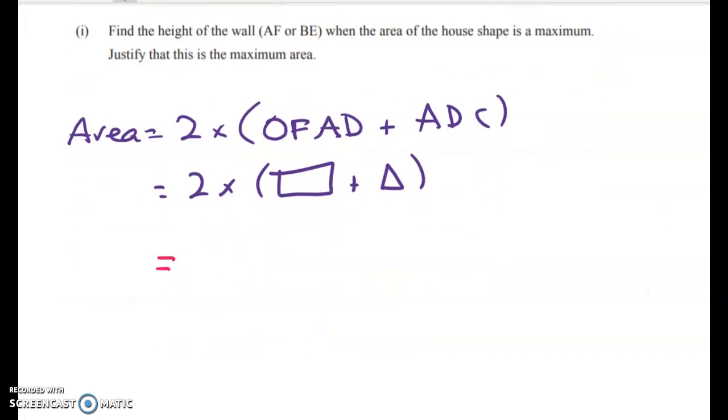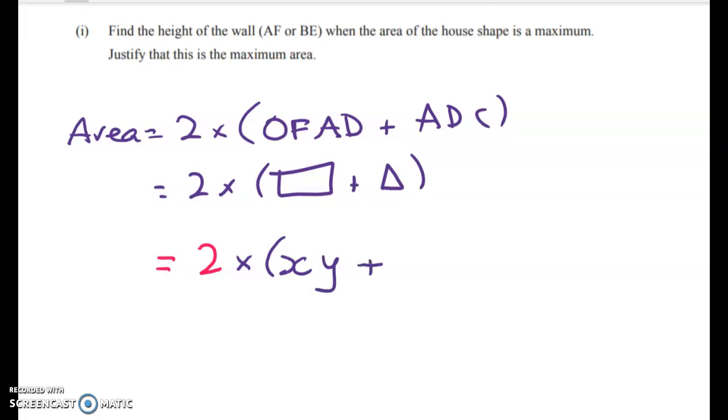If I'm going too slowly, just put this onto double speed. But I've had quite a few students, and obviously this is a pretty tough question, so I will go very, very slowly. So the rectangle has length times width, so x times y.